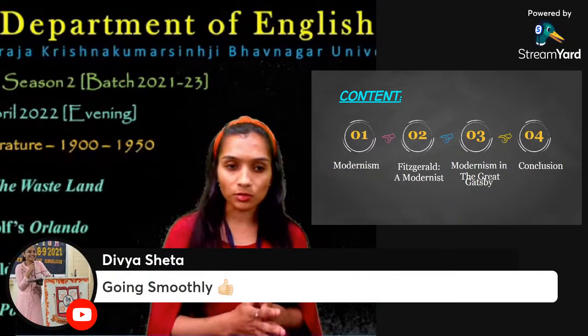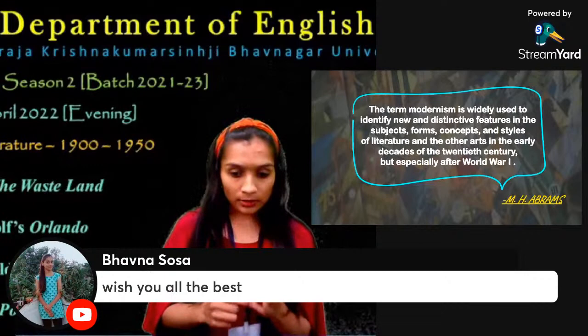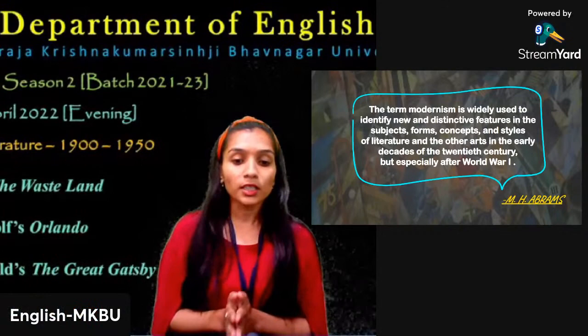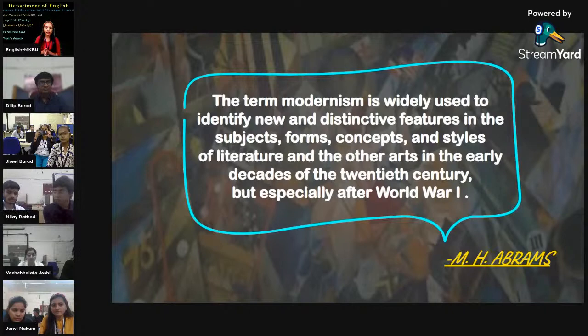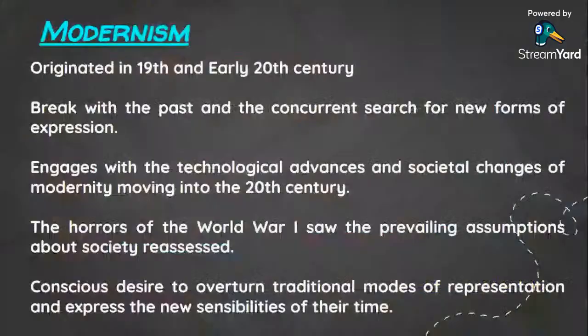Starting with the explanation of the term by M. H. Abrams in A Glossary of Literary Terms: The term modernism is widely used to identify new and distinctive features in the subjects, forms, concepts, and styles of literature and the other arts in the early decades of the 20th century, but especially after World War I.